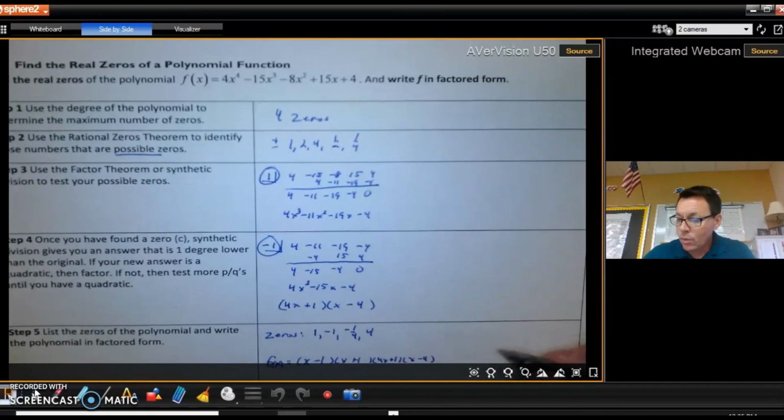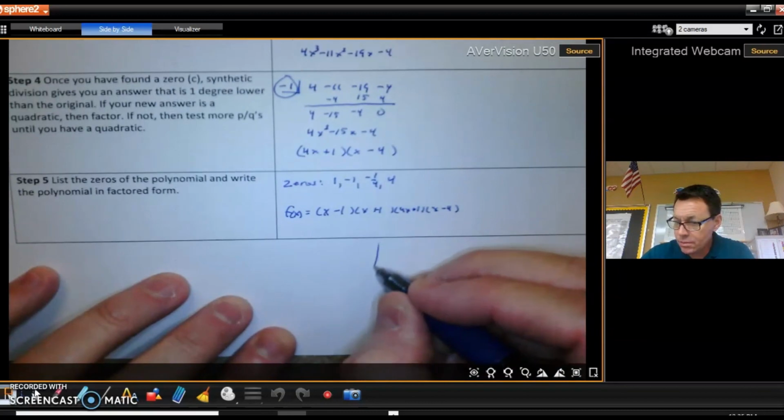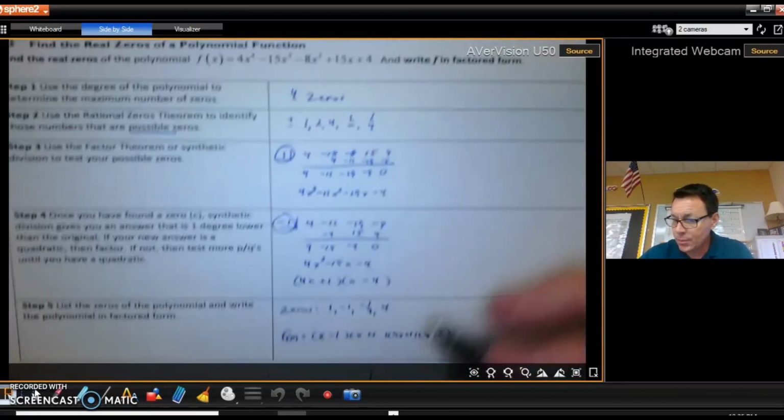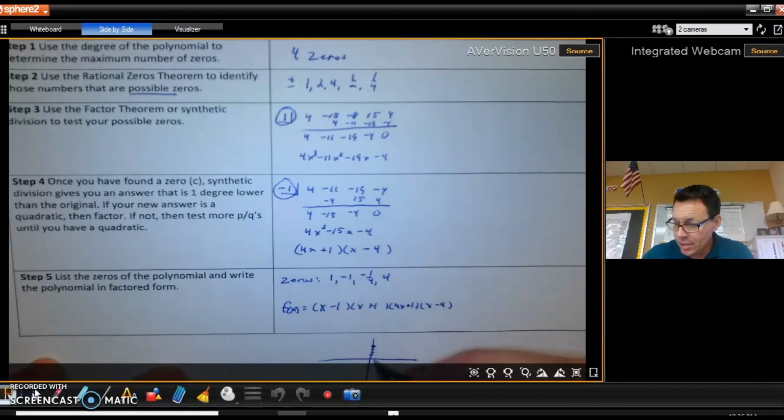Okay? Now what we're going to do, and on your homework, you're going to see some graphs. So what do I know about this graph? Well, I know the y-intercept would be 4. I know these 4 numbers are x-intercepts, so like positive 1, positive 4, negative 1, and also negative 1/4. That's going to be hard to draw. Okay, so those are my x and my y-intercept.